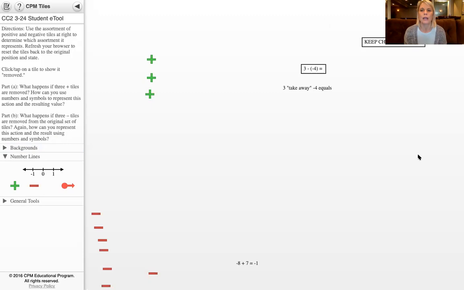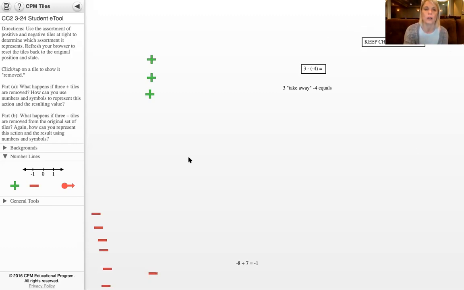I have to create, think about this way. I can't take away the positives because I have to take away -4. Now think about 0 pairs. I can do 0 pairs. How many 0 pairs will I have to add to this picture to be able to take away -4? Oh, I see three 0 pairs. I see four. I see more 4s. I have to make 4 0 pairs.